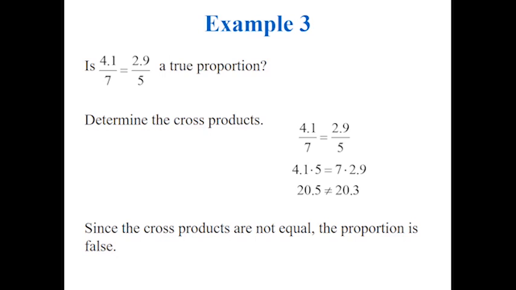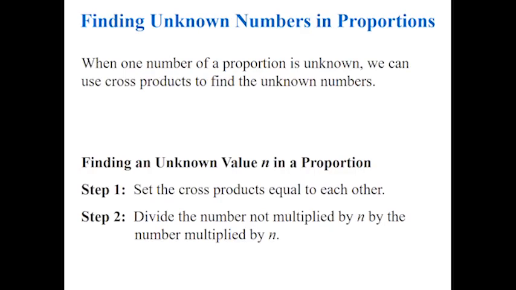Now that we know we can check proportions to be true by looking for the cross products and seeing if the cross products are equal, we can use a similar method to set up and solve for missing or unknown numbers in proportions. Step 1, find the cross products and set them equal to each other. Step 2, divide the number not multiplied by n by the number multiplied by n.